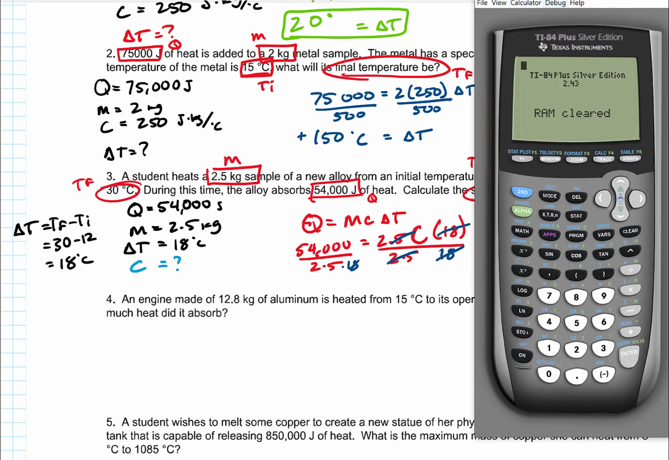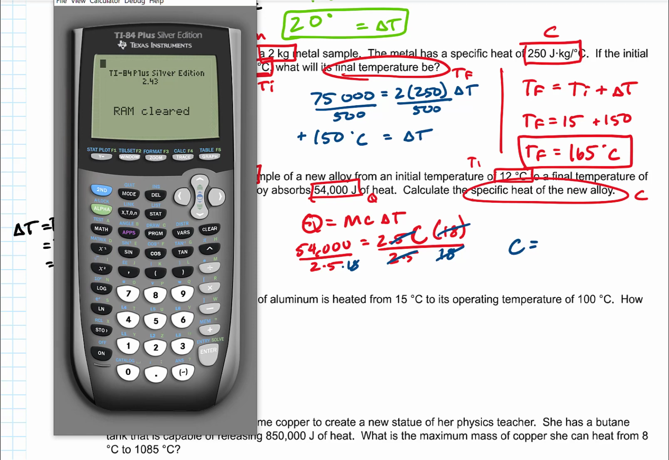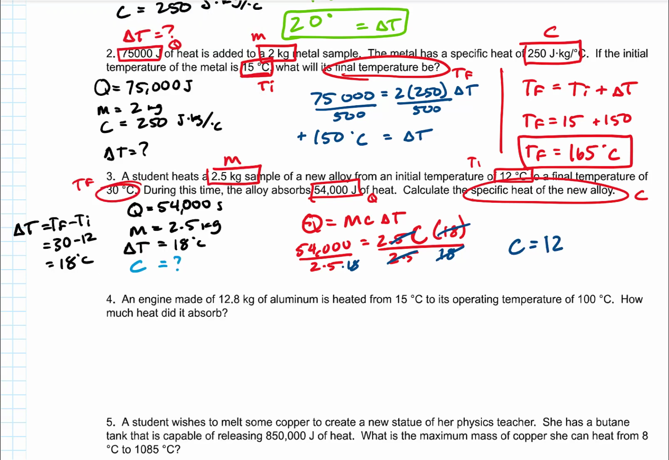For this one, we're taking 54,000 and dividing it by 2.5, and dividing it by 18. That's how you need to put it in your calculator. That's going to give you your C. Or you could look at it as 54,000 divided by those two things together, 2.5 times 18. Still get 1,200. There's just a couple different ways to put it in your calculator. So C comes out to be 1,200, and our units on that are joules times kilograms per degree Celsius.